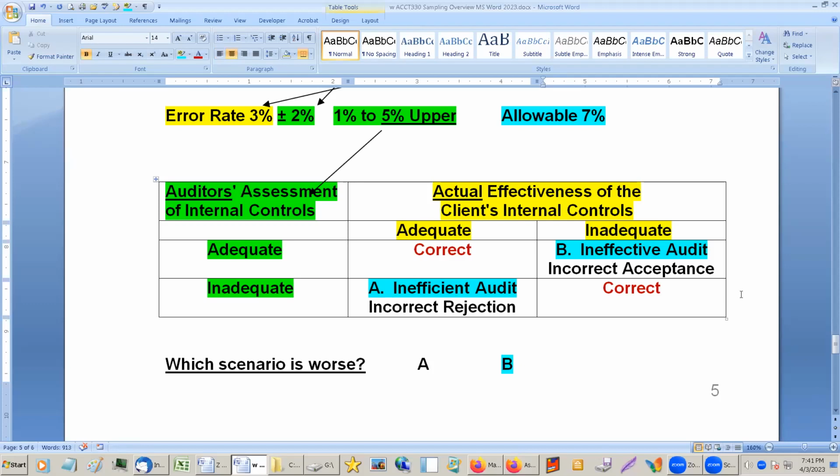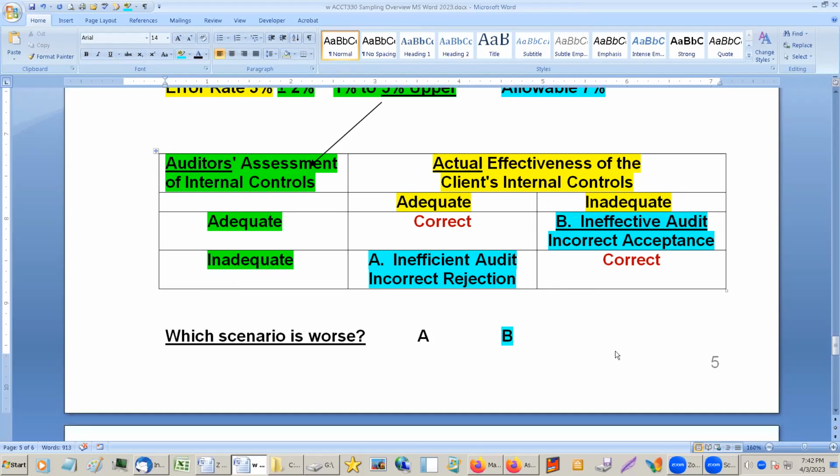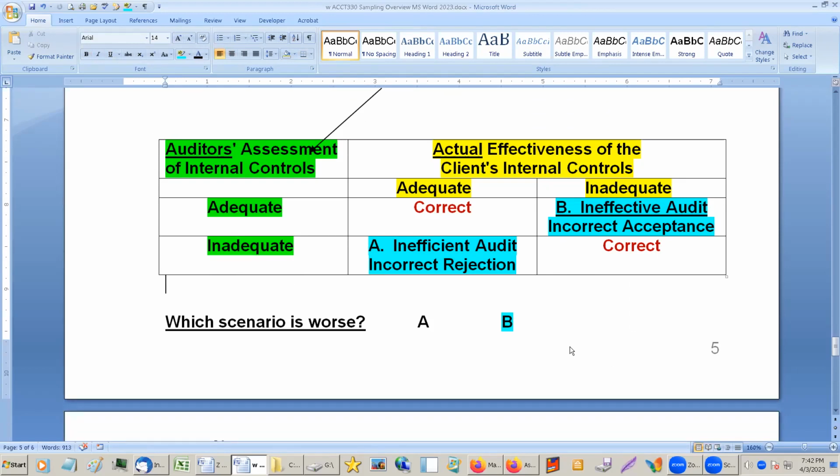So a lot of times in the standards, they'll talk about incorrect acceptance a lot. You wonder, well, how come they don't talk about incorrect rejection? Incorrect rejection is just, you do a little extra work, or maybe a lot of extra work, but whatever. The audit comes out effectively. This is really the problem here, this incorrect acceptance. You think everything is fine, but it's not.